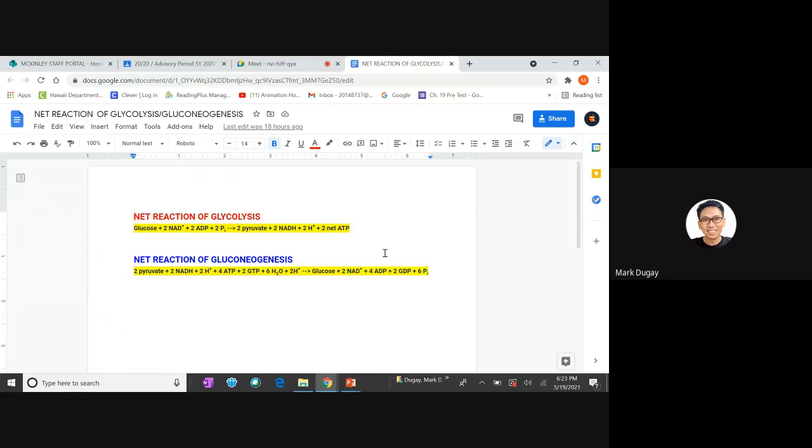While in gluconeogenesis, the reactants are 2 pyruvate, 2 NADH, 2 hydrogen ions, 4 ATP molecules, 2 GTP molecules, 6 molecules of water, and 2 hydrogen ions, to yield glucose, 2 NAD plus, 4 ADP, 2 GDP, and 6 inorganic phosphate.